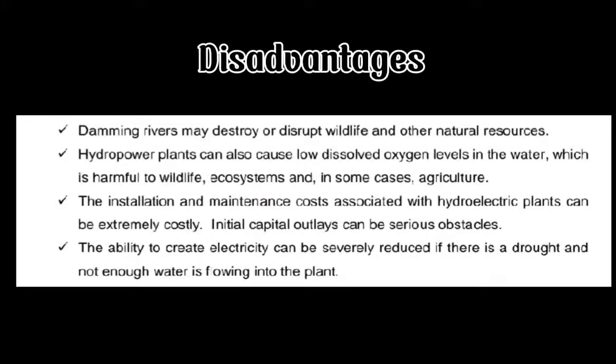For the disadvantages of hydropower plant, damming rivers may destroy or disrupt wildlife and other natural resources. Second, hydropower plants can also cause low dissolved oxygen levels in the water, which is harmful to wildlife, ecosystems, and, in some cases, agriculture. Next, the installation and maintenance costs associated with hydroelectric plants can be extremely costly. Initial capital outlays can be serious obstacles.